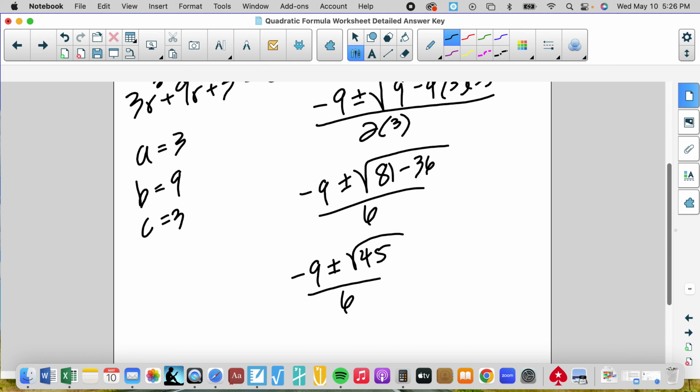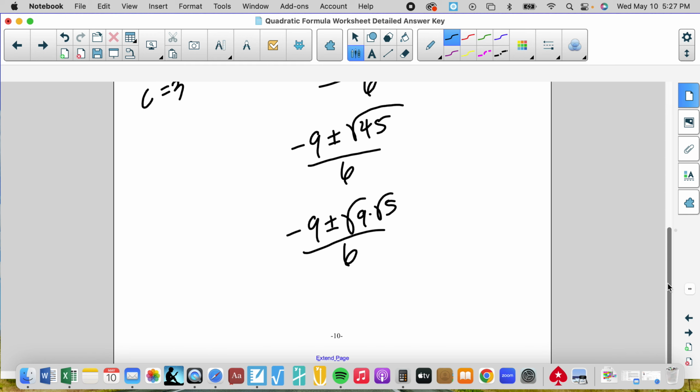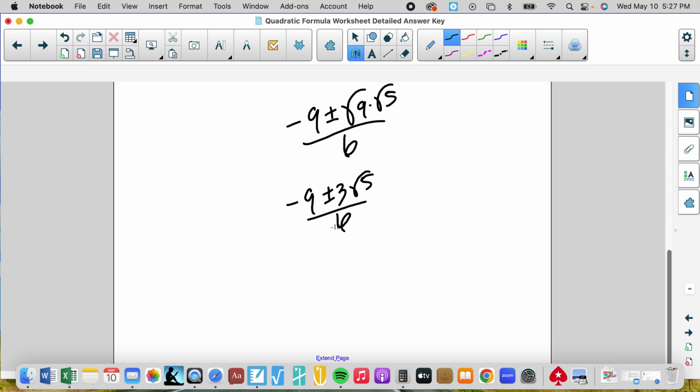Now, can I simplify rad 45? Yes. To rad 9, rad 5. Over 6. So I'm going to simplify that. Negative 9 plus or minus 3 rad 5 over 6. So I'm looking at those outsides. Negative 9, plus or minus 3, and 6.